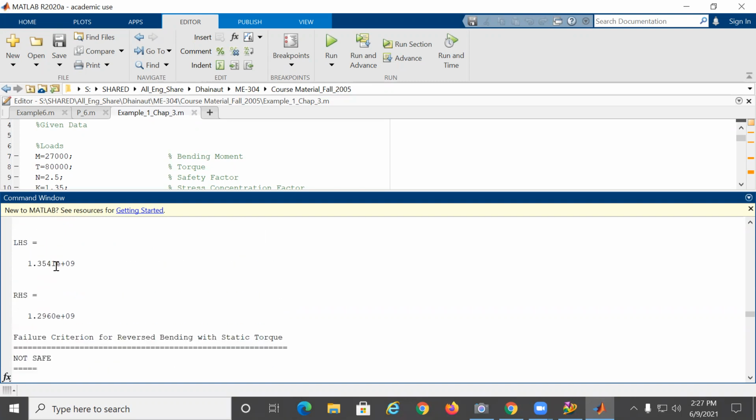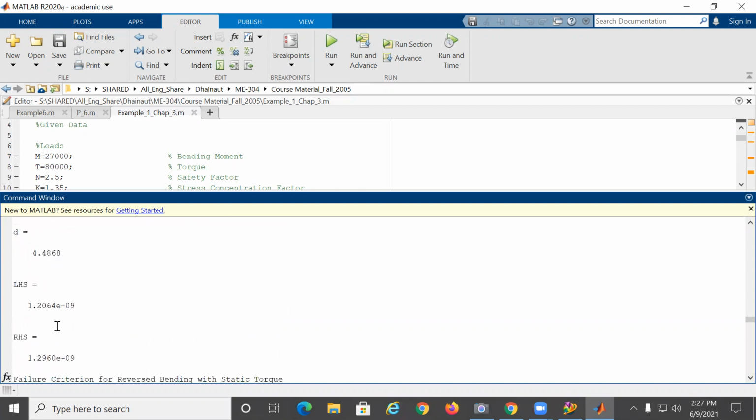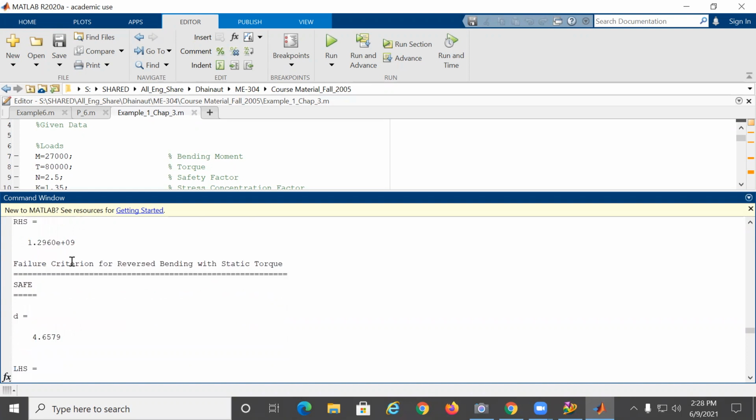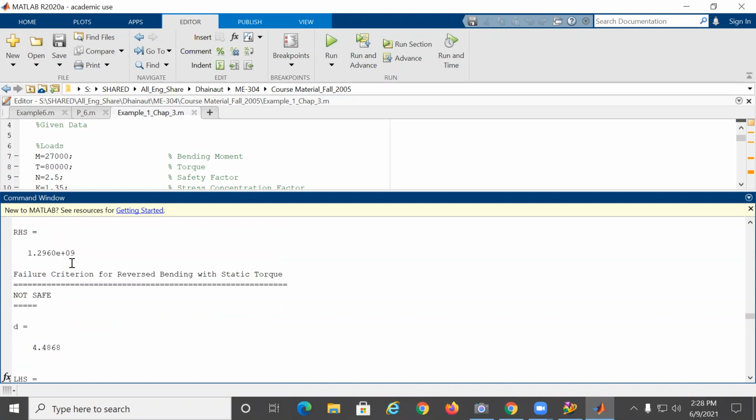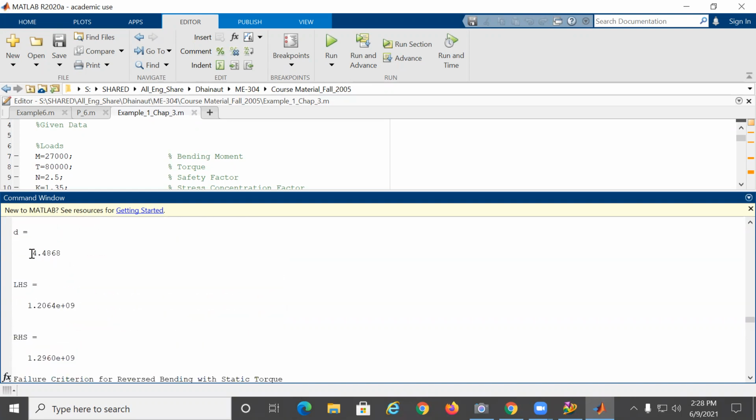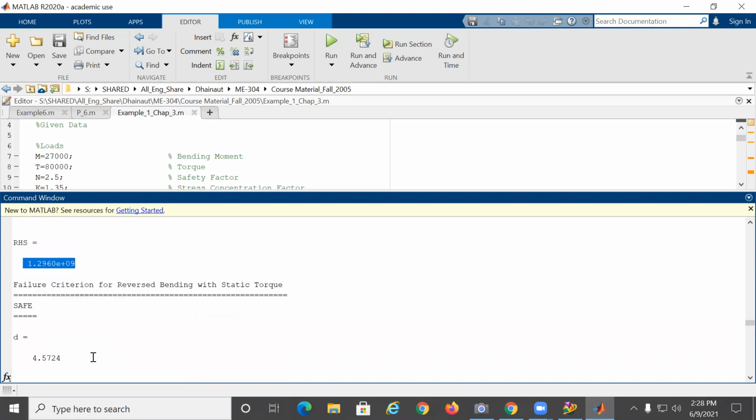Okay, so it started getting closer here. So you see here, I have an argument saying safe, not safe. So here, first one safe, not safe. So it looks like once you reach the diameter 4.4868, okay, the left-hand side is lower than the right-hand side. And this will give you that D equal 5724, okay? So let's just write it down.